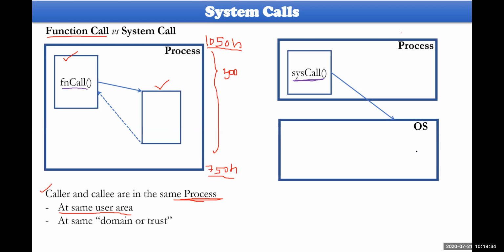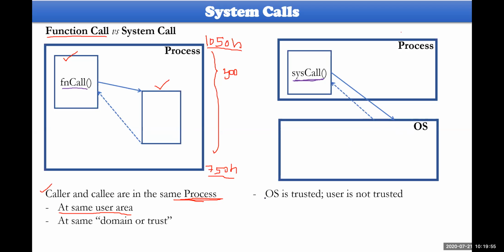After completion of execution of this whole thing, control will be returned. I mean, it will be returned to the caller area to execute the next statements, whatever the next statements after the system call. So this is the basic difference between these two. Let me discuss.